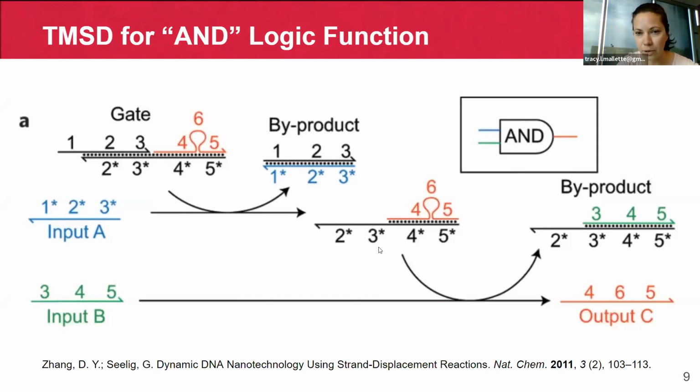and 3 domain toehold. Now your second input B can come in and bind at this 3-star toehold. The star designates that that's the complement to the domain, and undergo TMSD again until now you have this new output C, which has a different sequence of domains released into the solution. And this output can either then interact with another gate, or it could perform a different function.